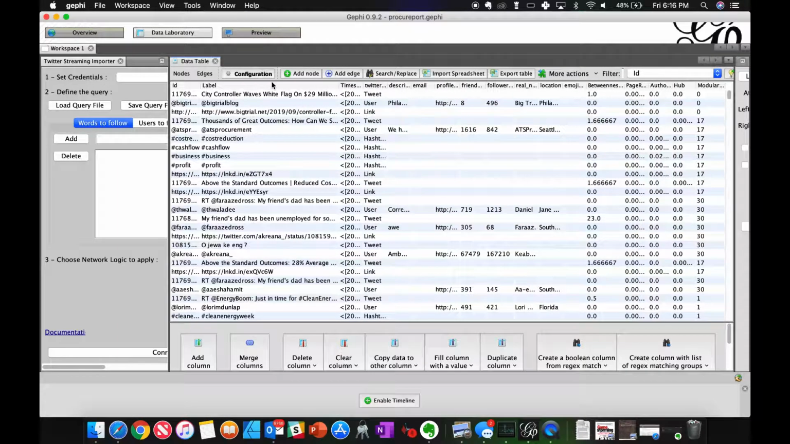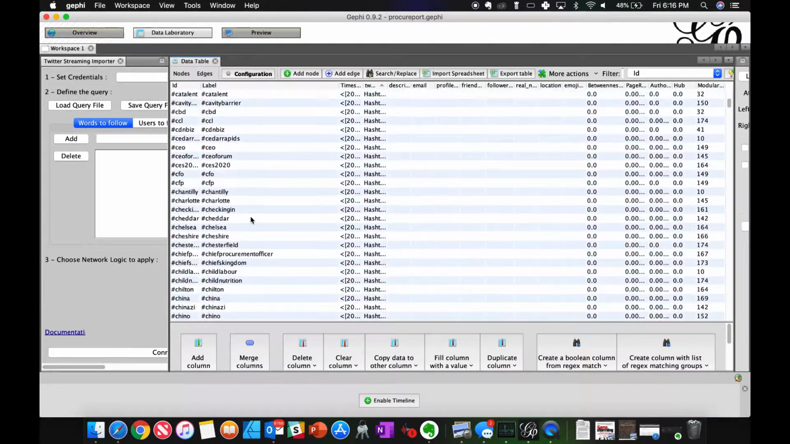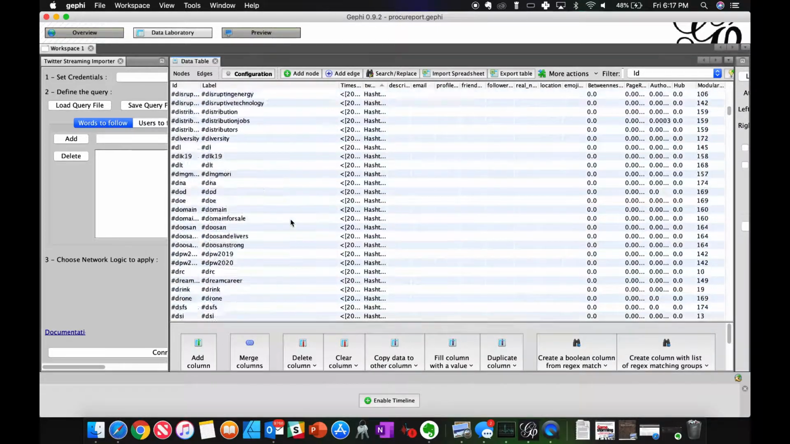So one thing we can do with this data here is, for example, see all the hashtags that are related to any particular concept that we want to search for. So in this case, I literally put in hashtag procurement, hashtag procure to pay, and then a few other ones. And all these other hashtags came up because they get tweeted together.